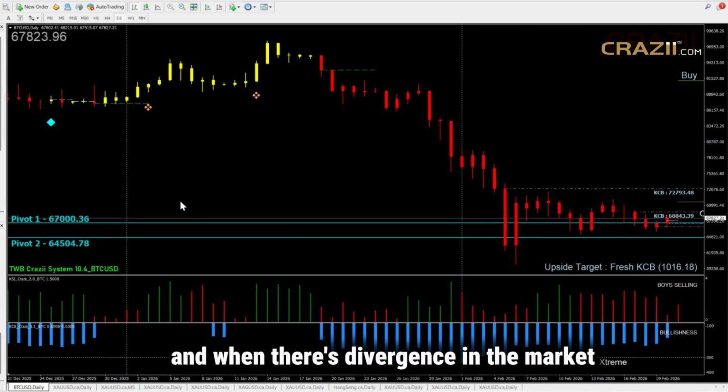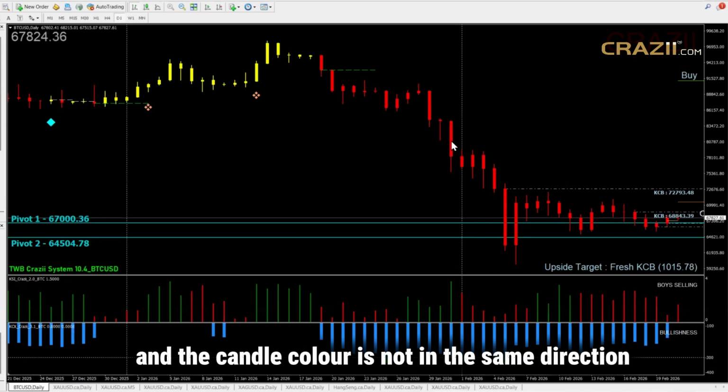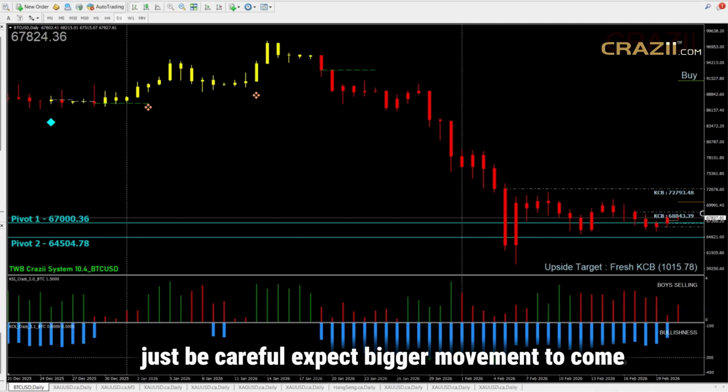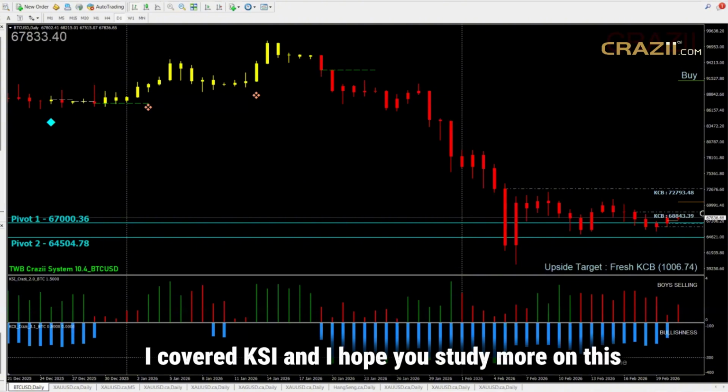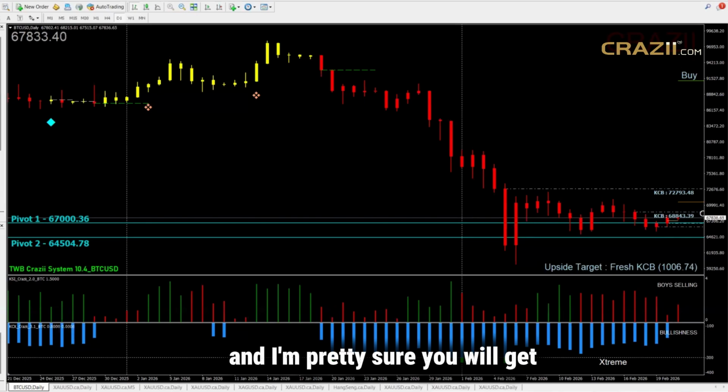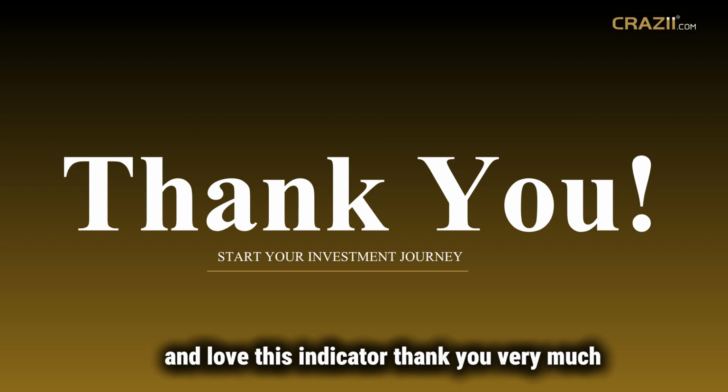And when there's divergence in the market, whereby the KSI and the candle color are not in the same direction, just be careful and expect a bigger movement to come. That is where you will know where the big money will come. All right, with that, I've covered the KSI, and I hope you study more on this. I'm pretty sure you will get and love this indicator. Thank you very much.